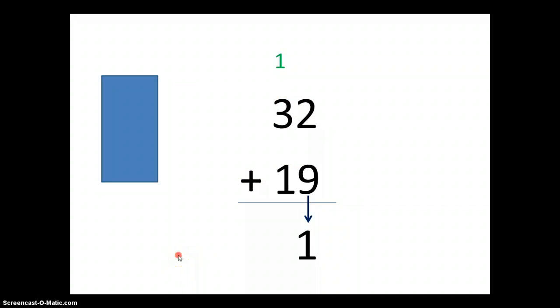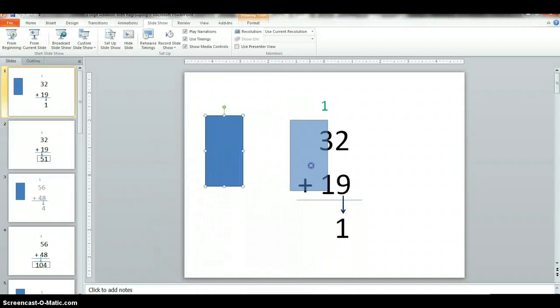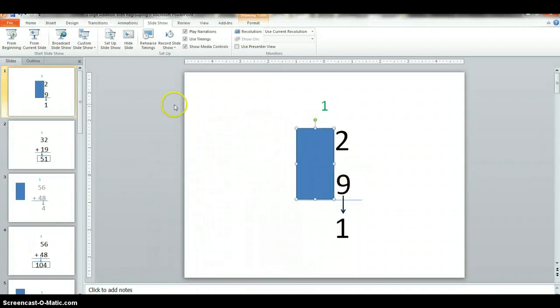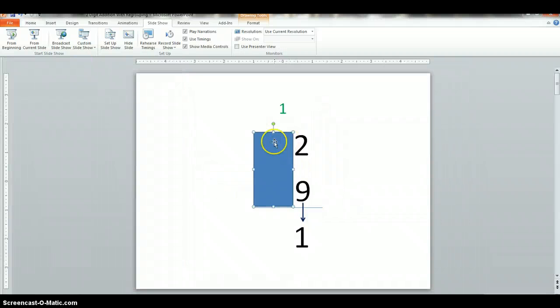We can cover up our 10s place here and add our 1s. So we do 2 plus 9. Remember, use our counting on strategy from 2 and go up 9 more. So we go 2, 3, 4, 5, 6, 7, 8, 9.